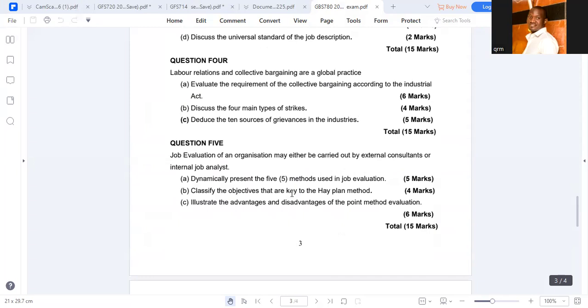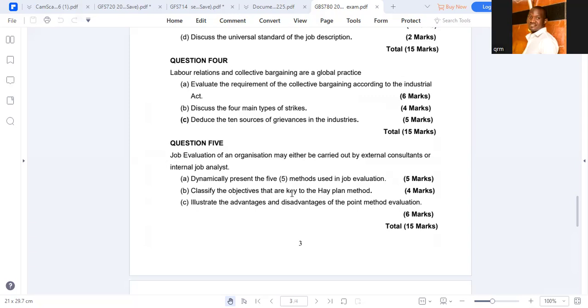This paper is still going on. Question number 5. Job evaluation in an organization may either be carried out by an external consultant or an internal analyst. Briefly present 5 methods used in job evaluation, clarify the objectives that are key to the Hay plan method, and illustrate advantages and disadvantages of the point evaluation method.